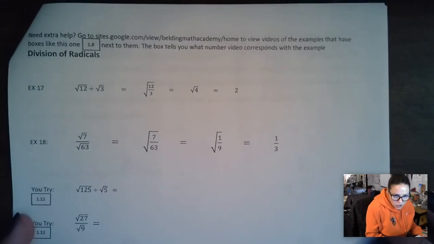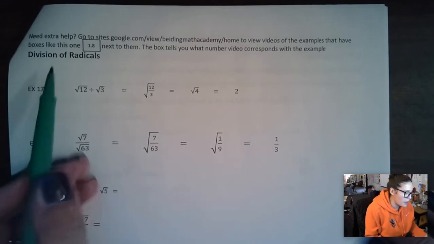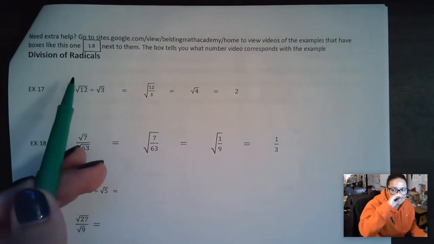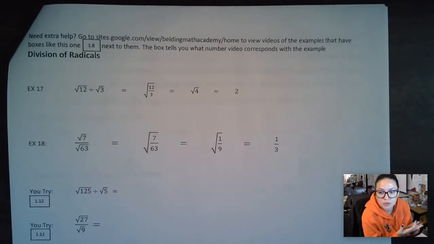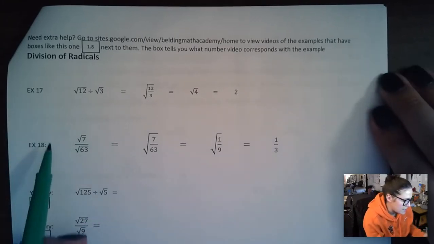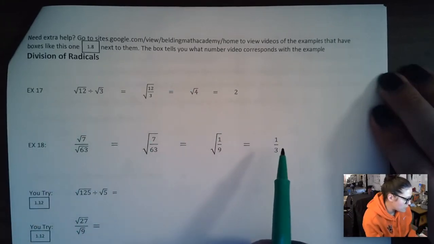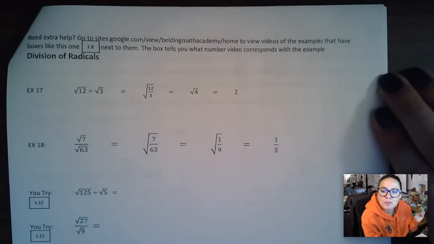Here we go with part 2 of the 1.4 notes. So I'm on the page where it says division of radicals. We talked about adding and subtracting. We talked about multiplying. Last thing is division. So example 17 and 18, these are already worked out for us. So we're just going to kind of see what's happening at each step.